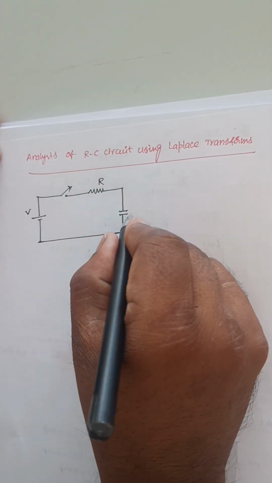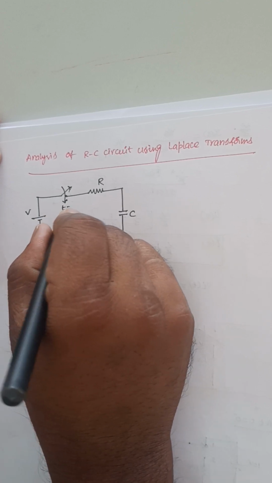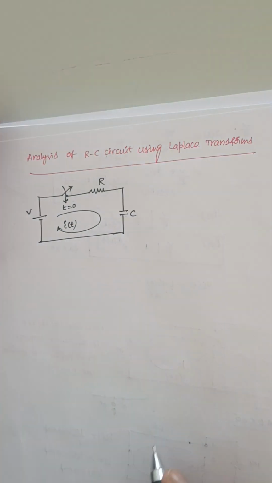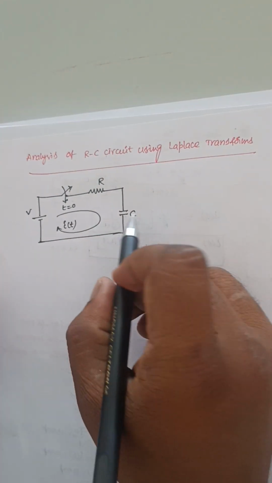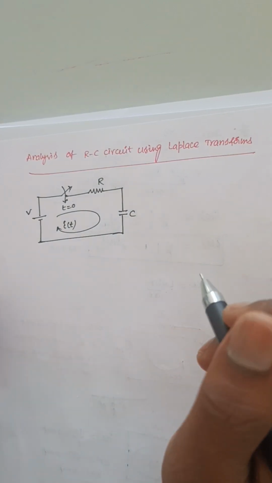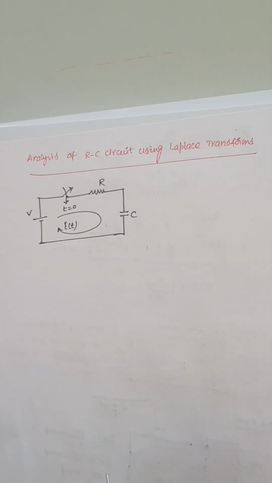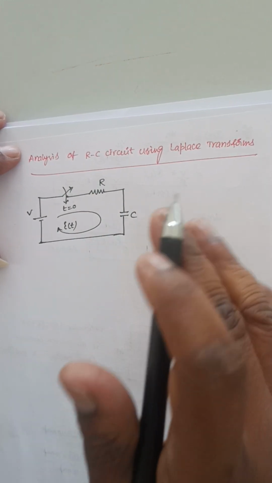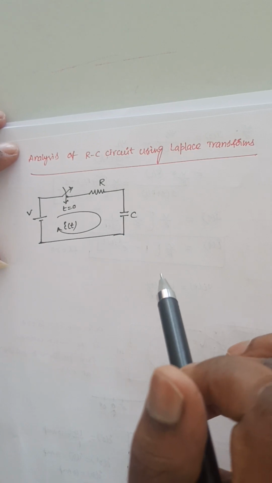So this is the value of our capacitance. At t is equal to 0, the switch is on. So the current will flow through this I of t. So I need to find this I of t, or I need to find the voltage across this Vc of t. Anything we can find. So to find this I of t or Vc of t using this Laplace transform approach, I need to draw this same network for t greater than 0 using this Laplace transforms.